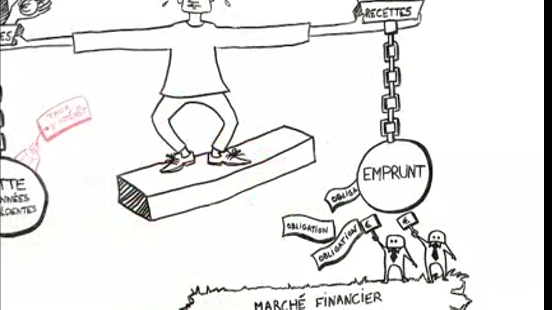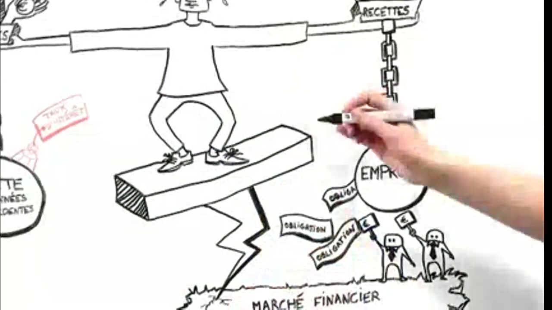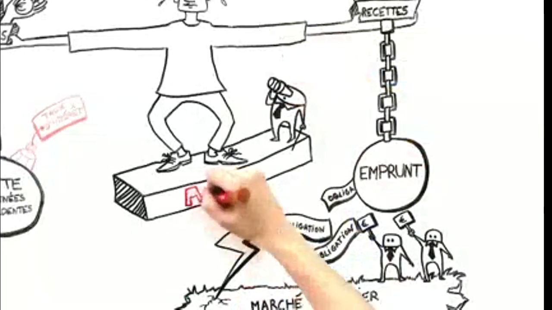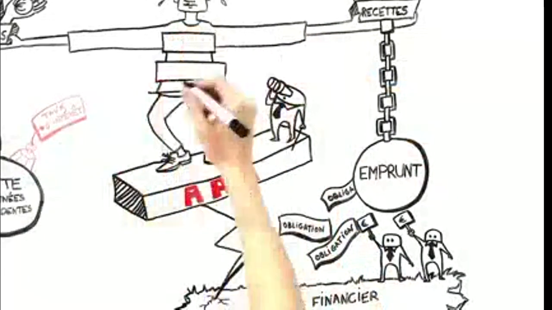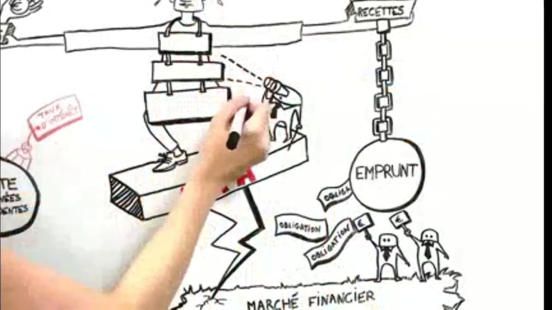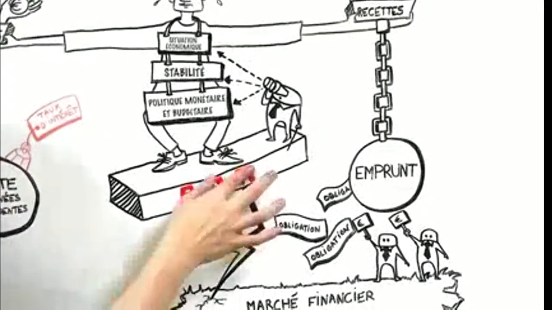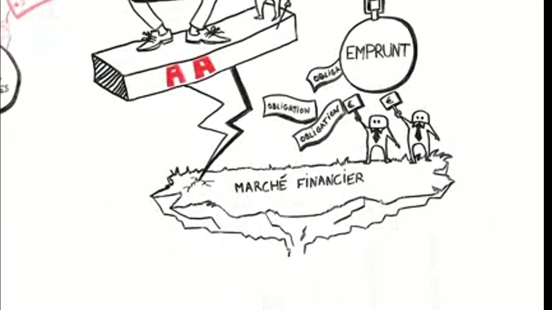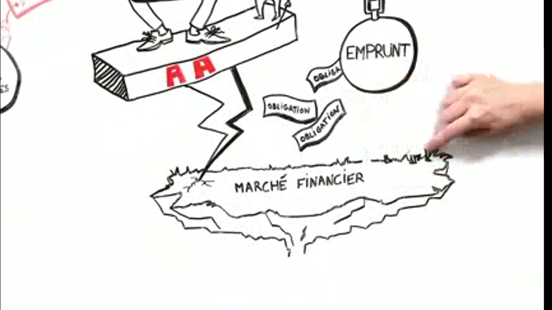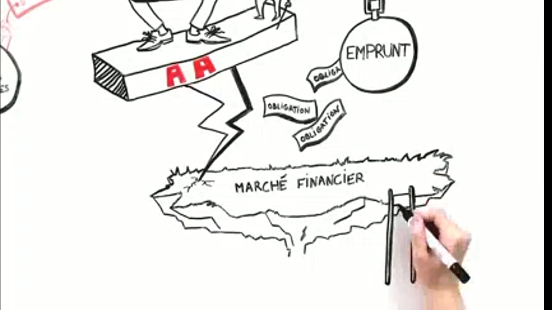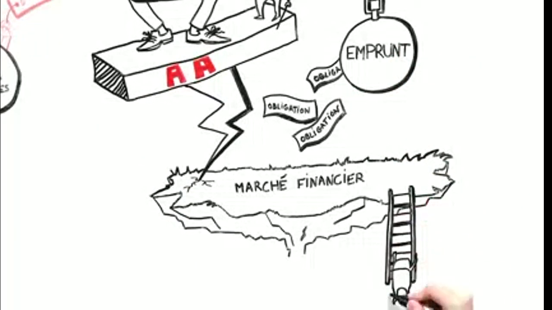This confidence is largely based on the country's credit rating, established by rating agencies, the well-known AAA. These ratings are based on several criteria such as a country's economic climate, political stability, and monetary and budgetary policies. If a country's rating is downgraded, investors are likely to lose confidence in the country's ability to pay back. They will no longer be willing to buy its bonds.